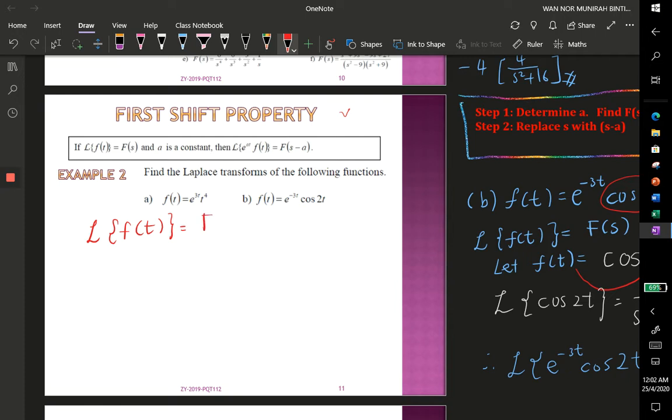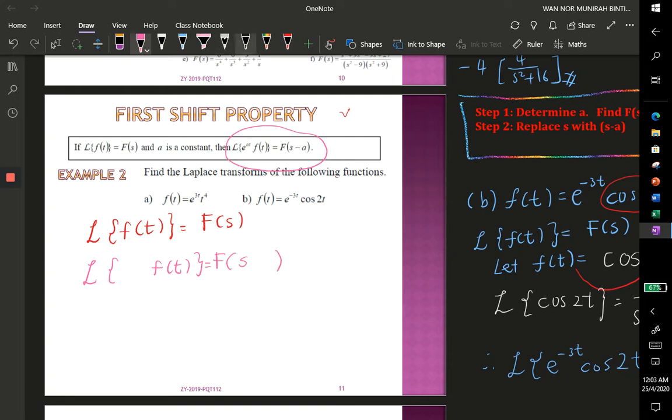equals F(s), right? So you are given a function in the time domain, and when you take the Laplace transform of that function, it will transform into the frequency domain s. Normally we know that the Laplace of f(t) equals F(s). But now, in the first shift property, you are given this kind of function. Laplace of f(t), you know that it equals F(s).